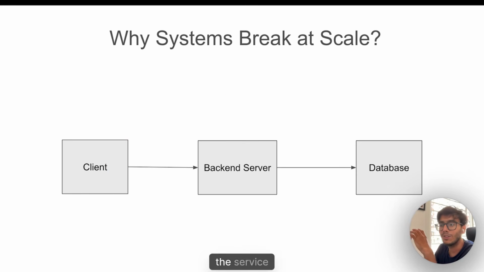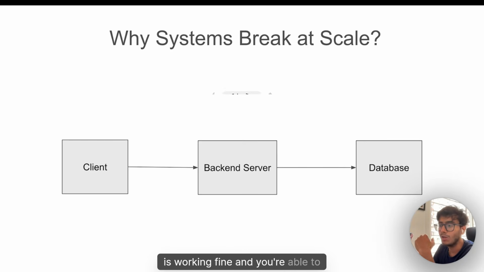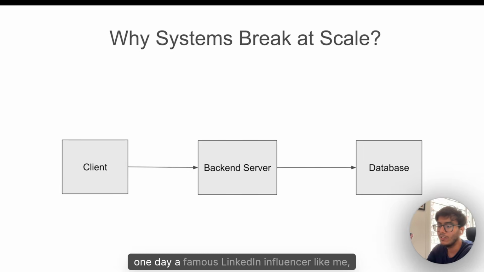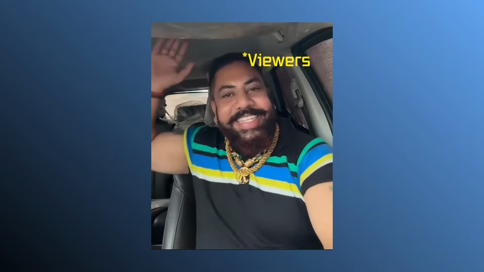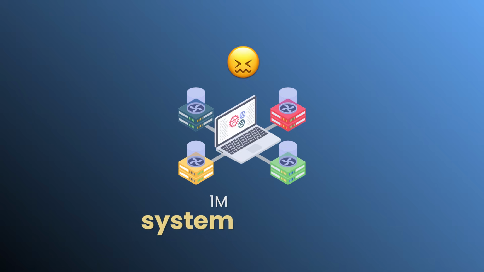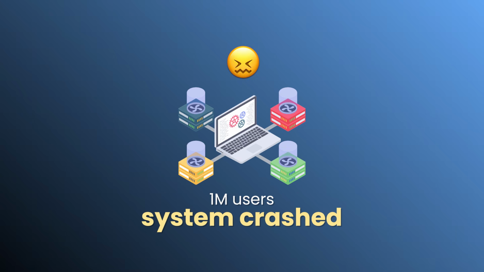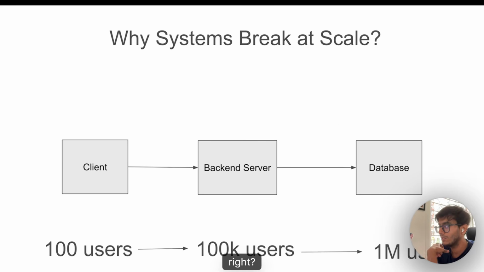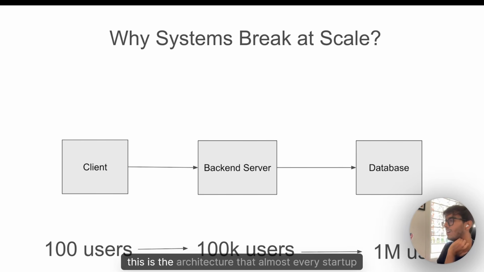Still, the service is working fine and you're able to handle all the requests within your SLO or SLA, no problem. And then imagine one day a famous LinkedIn influencer like me posts about your product and your product goes viral, and within minutes your entire system crashes because now you have gone from 100 users to 100k, to 1 million users, right? So this is the architecture that almost every startup begins with.